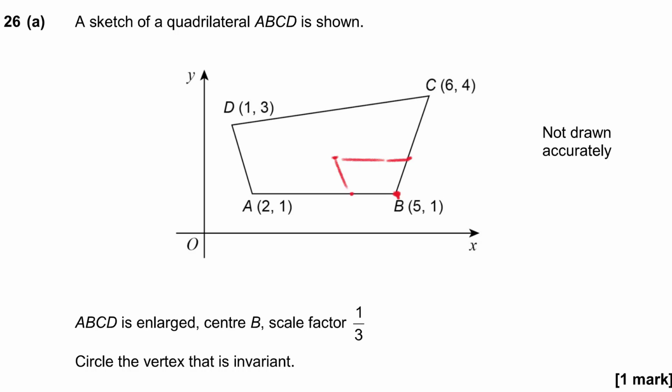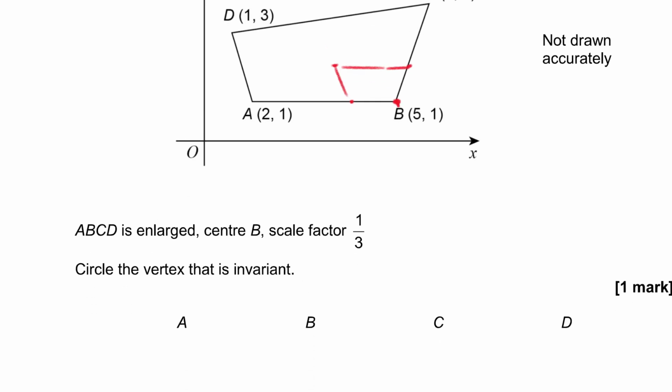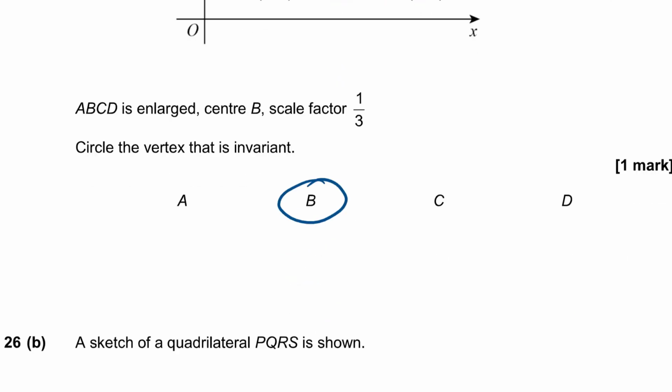Invariant means it doesn't change. So circle the vertex that is invariant. That has got to be B. Now there are quite a few multiple choice questions in the exam, and even if you don't know what the answer is, you might be able to rule out one or two of the answers, and then you can just make sure you guess between them. Don't leave any of these unmarked. You've got a good chance of just guessing it right even if you don't know the answer.